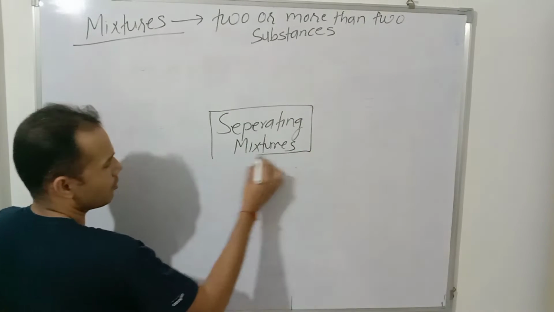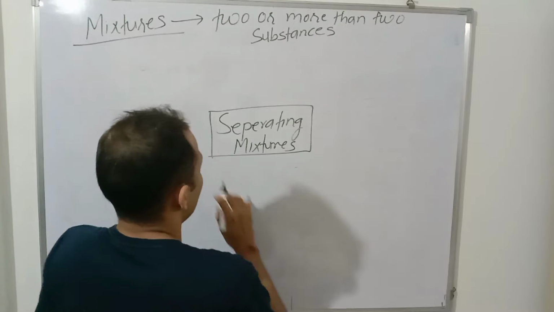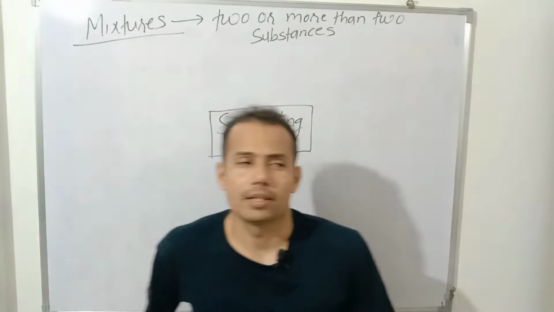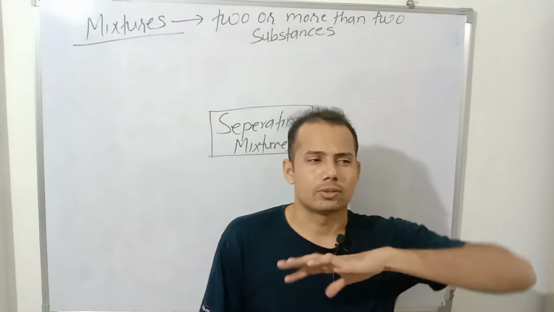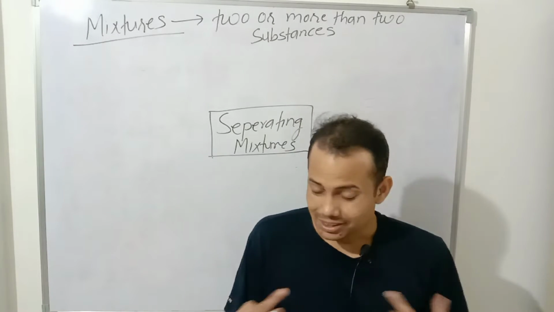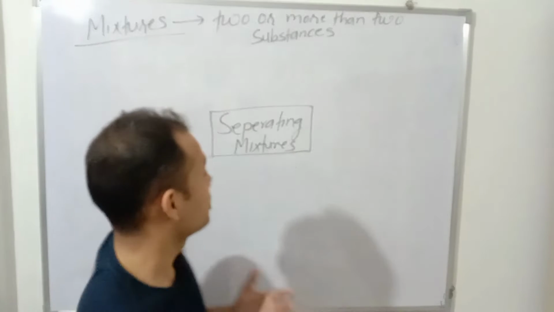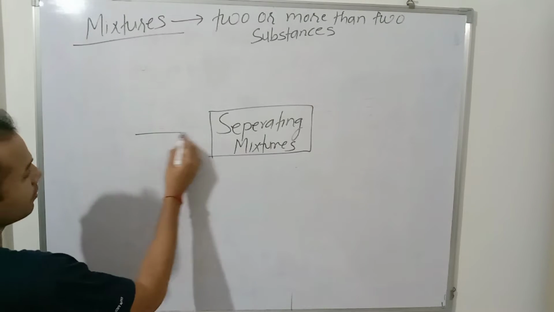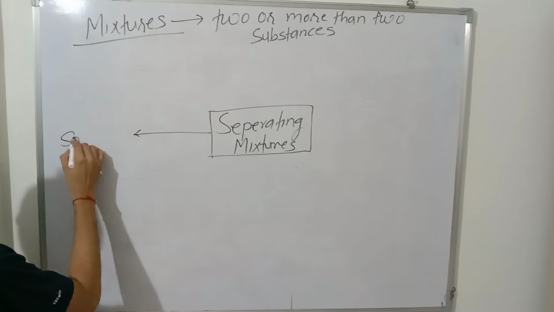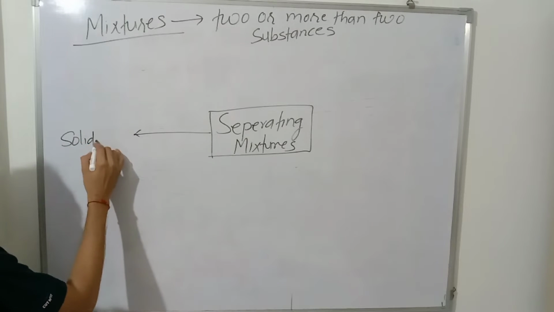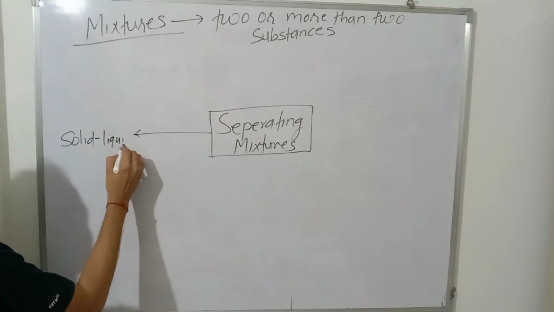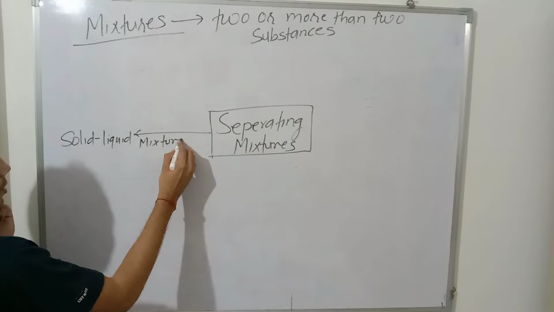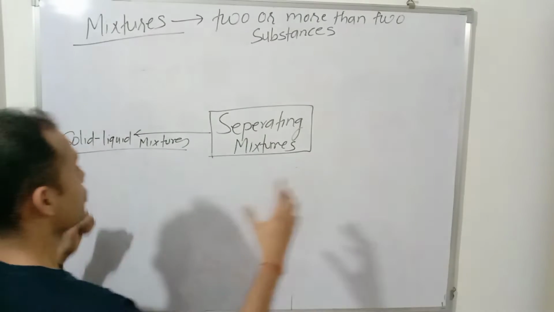There are so many examples of mixtures, like water plus salt, water plus sand, and water plus alcohol. These are different examples of mixtures. So how to separate them? First, if it is a solid-liquid type of mixture, how do we separate a solid-liquid mixture?